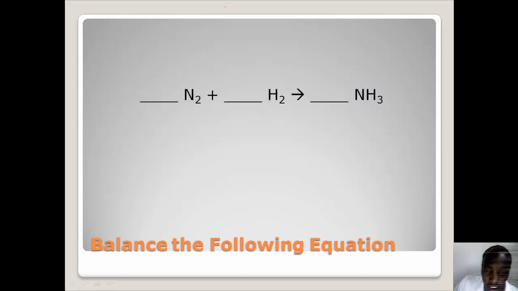Alright, so let's identify reactants and products. This is the reactants. This is the product.